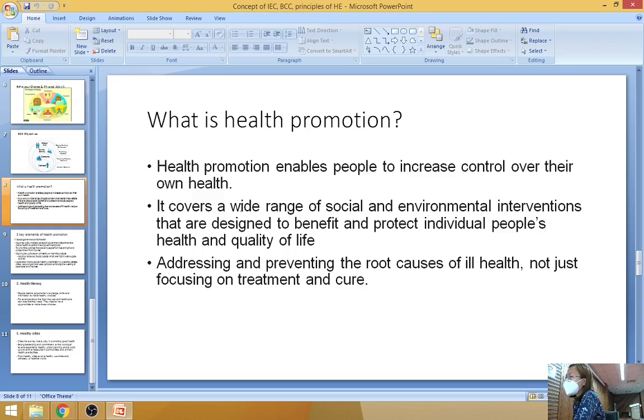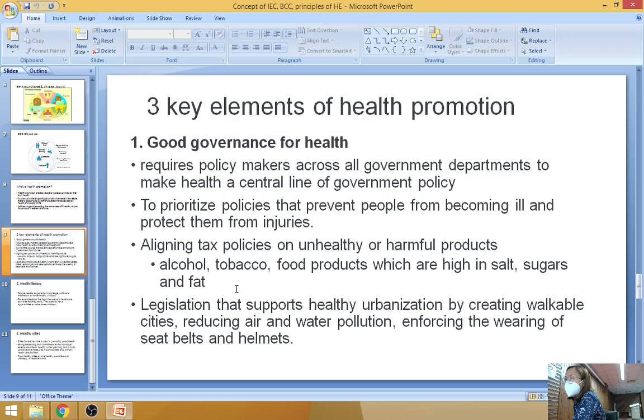That is one of the examples: we focus on the social and environmental interventions also. Then addressing and preventing the root causes of ill health. So what are the causes of the ill health? We will address that, not just focusing on treatment and cure, but on the causes, so that prior to the development of the risk factor, we will start the behaviors, good behaviors.